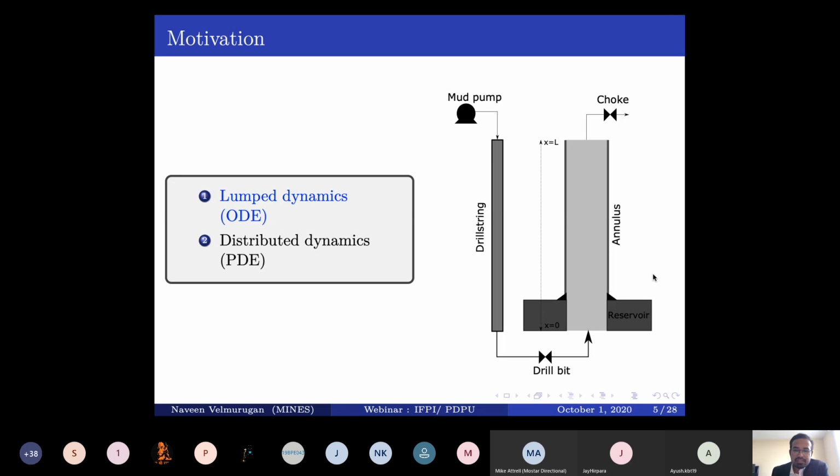And this is the motivation of this particular talk. We will go through how to create a model for managed pressure drilling systems using lumped dynamics. But later we will also see simulations of what dynamics we lose when we approximate such systems, and what we could capture using PDE. Okay.